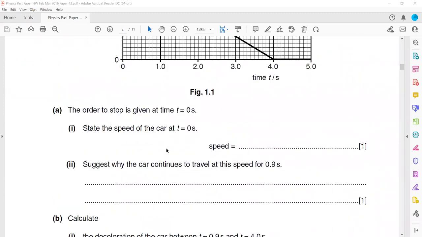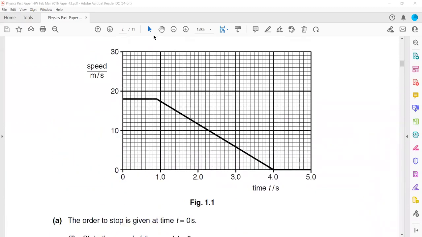A2 suggests why the car continued at this speed. Because what happened, if there is a car, a driver and the instructor, when the instructor gives the driver the order to stop the car, the driver will take time to react. As human beings, we have a reaction time. We take time to react to the order. Even if you're driving a car and you see the signal and think, I should stop, when you're thinking, you take time to react. So that is called reaction time.